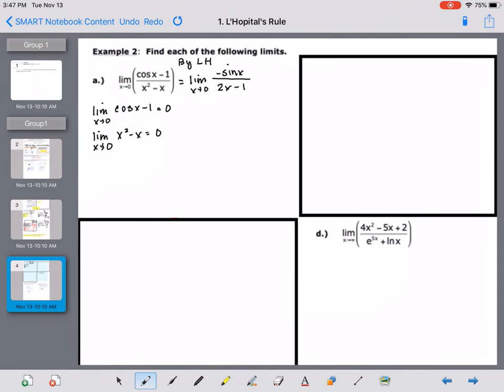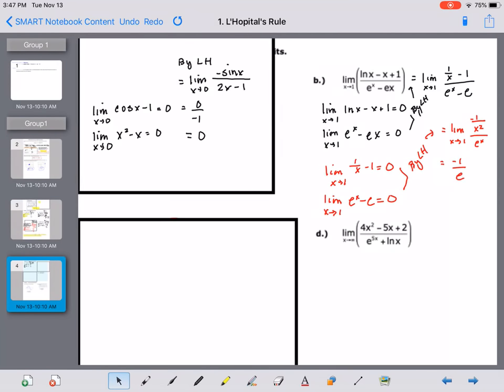Okay. So if I go back to plug in, and I want to do this mentally to make sure I don't have to apply L'Hopital's rule again, negative sine of 0 is 0. I just need to hope that my denominator is not 0. If I plug into that, I get negative 1. And 0 over negative 1 is okay because we know that to be 0. So try the next problem, B, pause the video, try it, and then come back. Okay, let's see how you did.